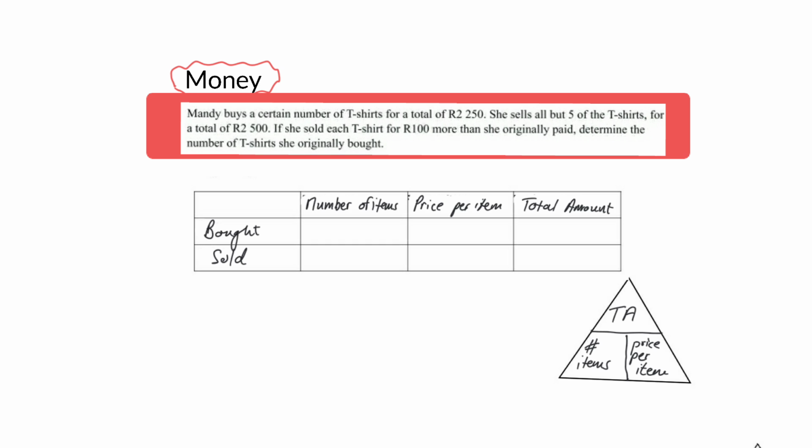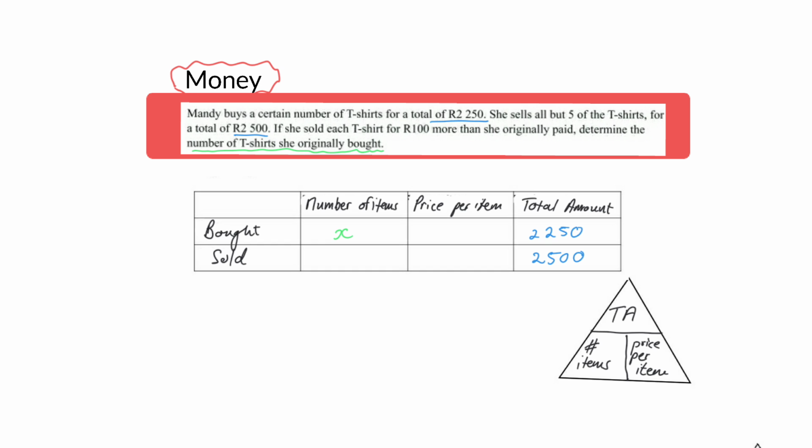Okay, so let's start and let's read what they say. Mandy bought t-shirts for a total of 2,250. That's a total amount. So I'm going to put 2250 in the cell which says total amount bought. She sells them for a total of 2,500, so I can fill that in as the total amount at the end. But I haven't done the most important thing, and that is ask what is the question. The question is: determine the number of t-shirts she bought originally. So that should be X. Number of items bought, X.